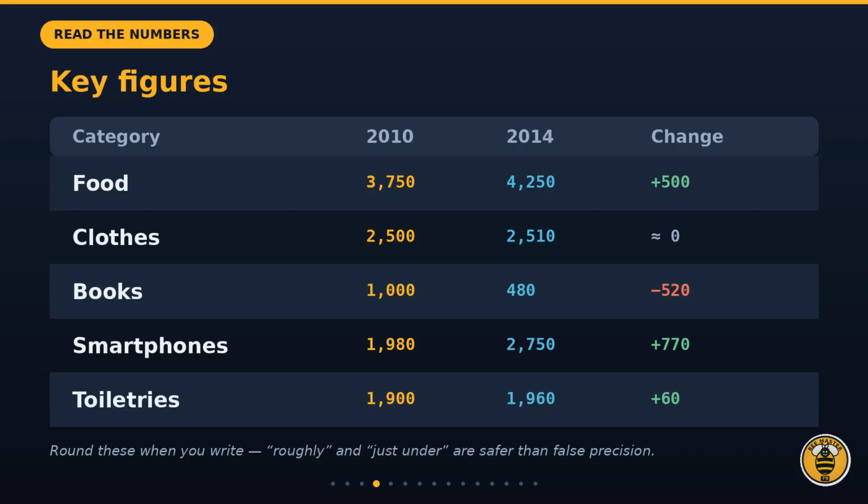Let us pin the numbers down. Food, 3,750, rising to 4,250. Clothes, 2,500, essentially flat. Books, 1,000, collapsing to 480. Smartphones, 1,980, climbing to 2,750. Toiletries, 1,900, barely moving to 1,960.